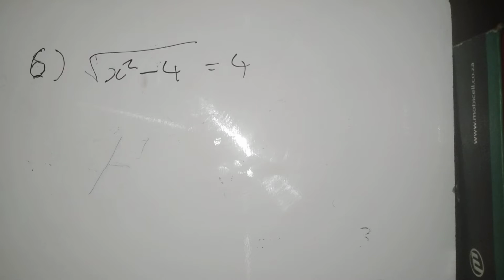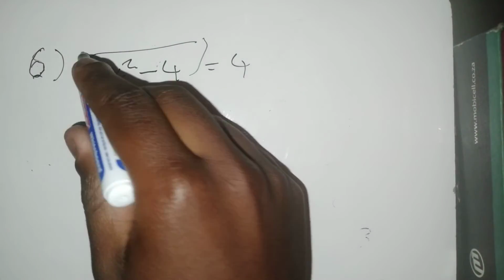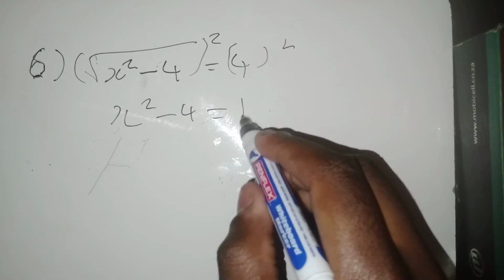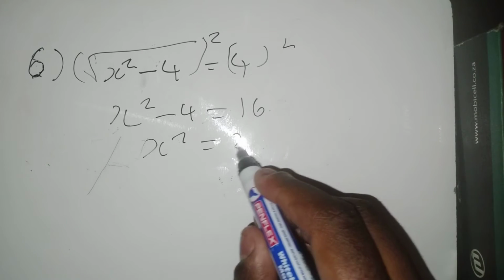Alright, so here's number 6. You can pause the video and you can attempt it. So this is already isolated, so we just square them. So the square cancels the square root, and we have x squared minus 4 is equal to 16. We take this to the other side. x squared is going to become 20.